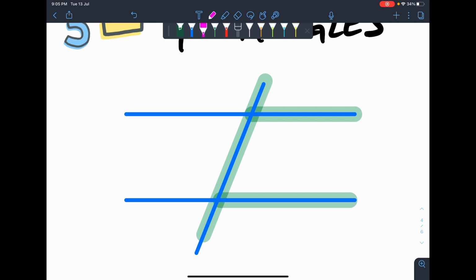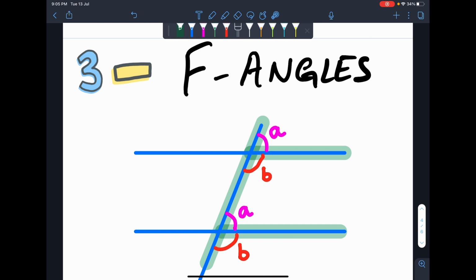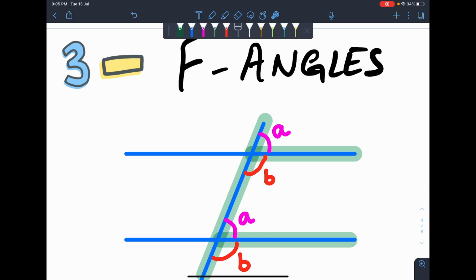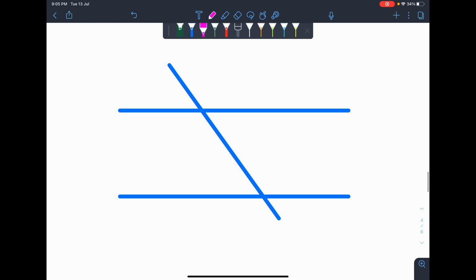So once you spot that F, mark the angles on the top. These are also equal, and the interior bottom angles of the F are also equal. So once you spot the letter F in a parallel line system, all you have to do is spot the angles above and below the horizontal lines of the F, and those angles are equal. The official name for F angles is corresponding angles. These are called corresponding angles. So F angles are corresponding angles, and of course F can be made in the other directions as well.